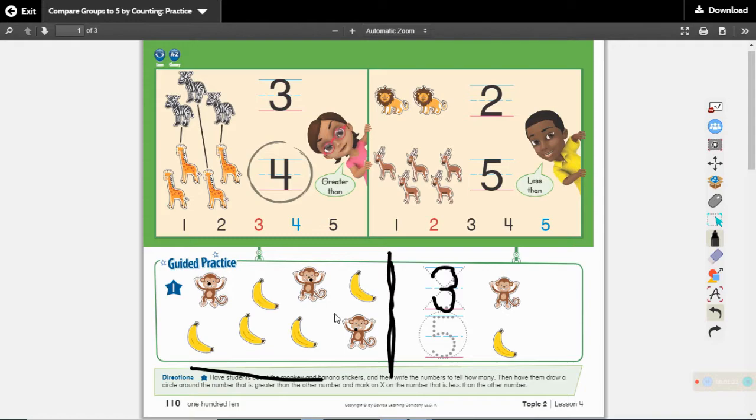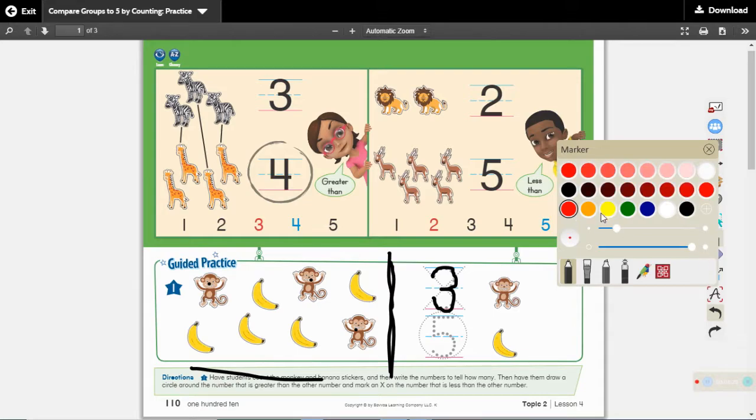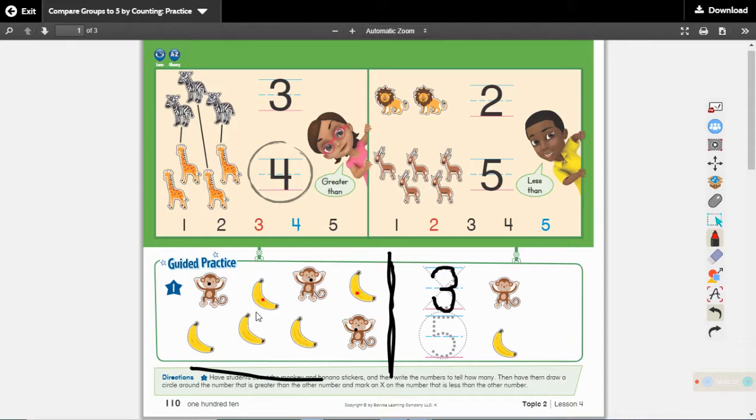Now we are going to count the number of banana stickles. Ready? Let me grab a different color so we can see the difference. 1, 2, 3, 4, 5. How many banana stickles do we have? We had 5, that's right.